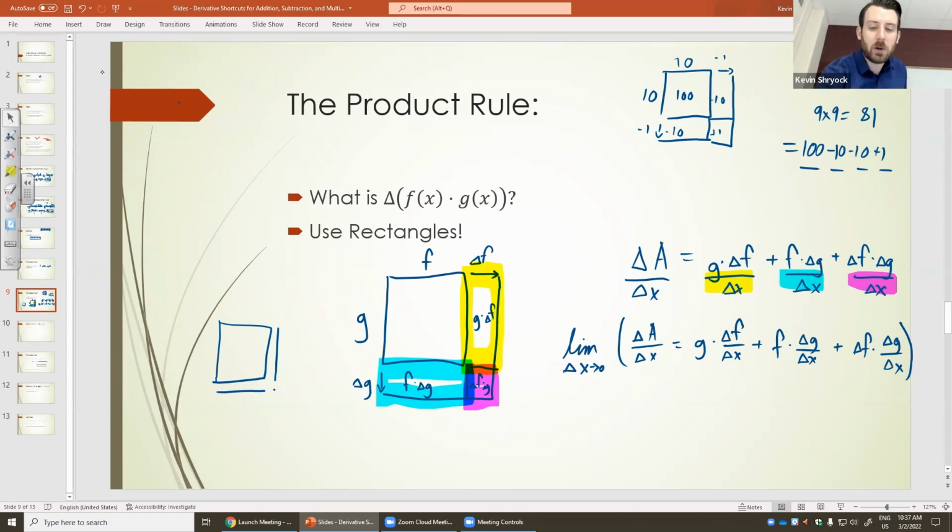Well, if I do that for this part over here, that's the small change in area, a very, very small change in area that results from a small change in x. And then I get g times a small change in f to a small change in x ratio. I get f times a small change in g to a small change in x. And then off at the side, I get a small change in f times a small change in g ratio to a small change in x.